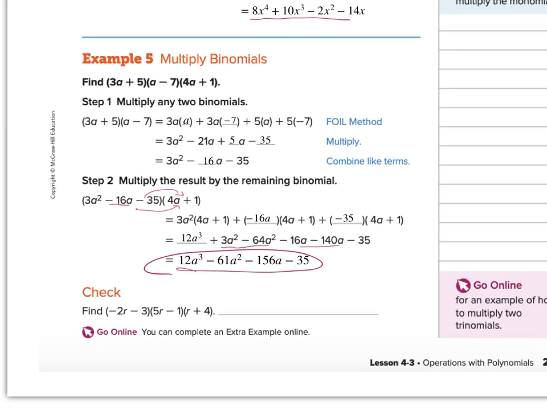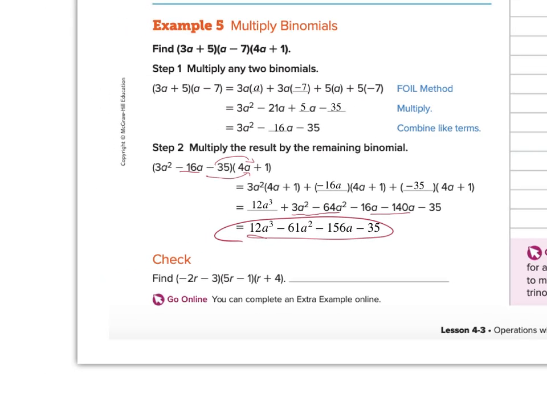So in this example where we multiply 3, I would say that it doesn't matter which one you start off with. You just want to make sure that we take 2 and multiply them together, and then whatever we get, we're going to multiply it times the remaining binomial. So take a moment, and then we will check our answer.